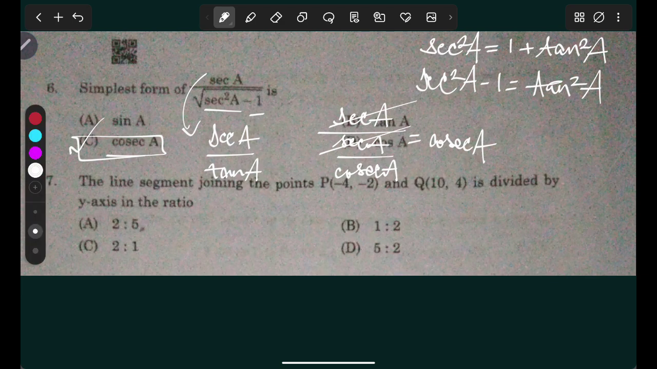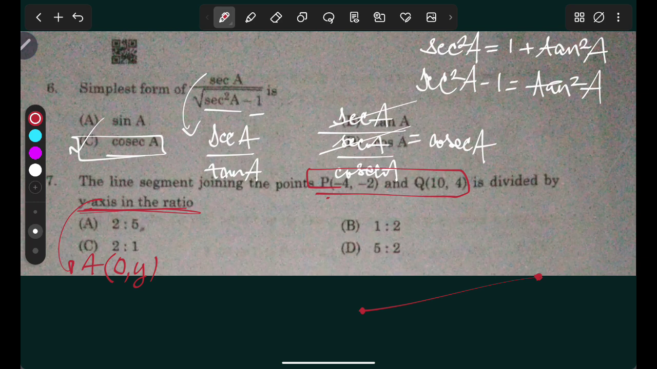Moving to the next question. The line segment joining the points P and Q, the points are given, is divided by the x-axis. What is the speciality about a point lying on the y-axis? So for the y-axis, let's say the point is A. Since it lies on the y-axis, it will have an x-coordinate as 0. The y coordinate is something we do not need to consider. So the point comes out to be like this.